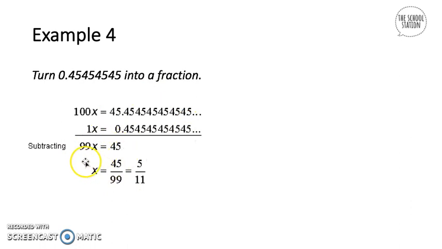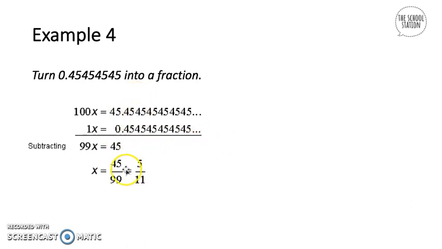Using our basic knowledge of equations, we divide by 99, so x equals 45 over 99, and if we simplify this further, it becomes 5 over 11. You'll realize that this is a recurring decimal and we've just turned it into a fraction. That's basically how you solve this type of question. You have to try to get a whole number in the end so that you can write it as a fraction, and you have to get the columns to cancel out each other, so that 4 minus 4 becomes 0, 5 minus 5 becomes 0, 4 minus 4 becomes 0.